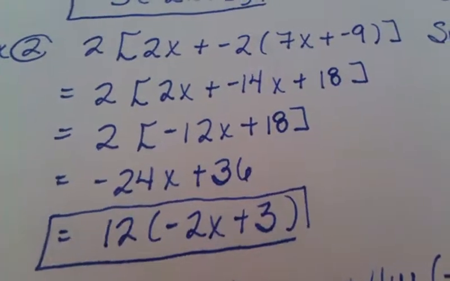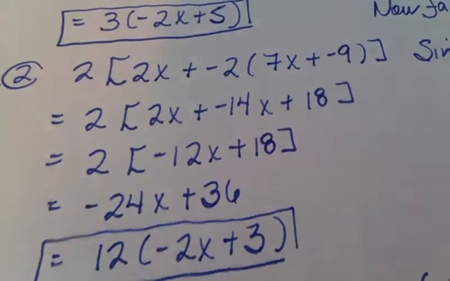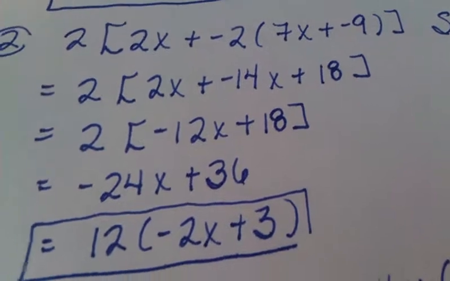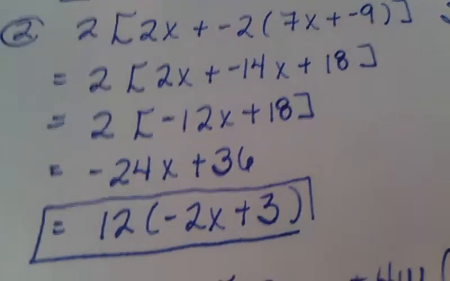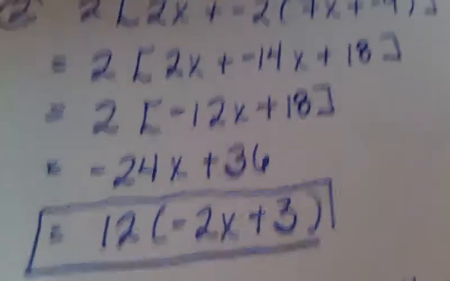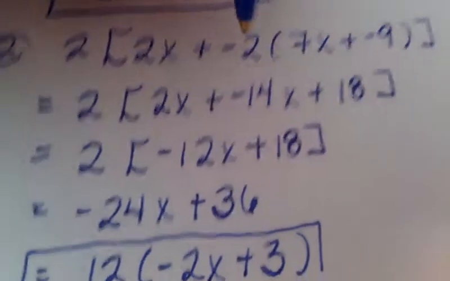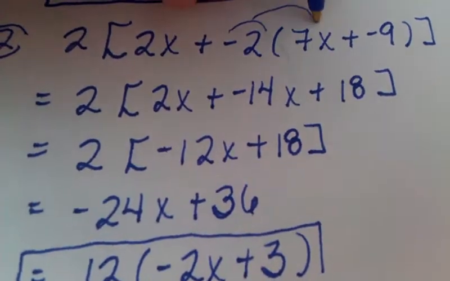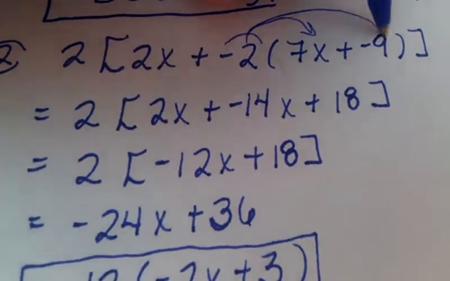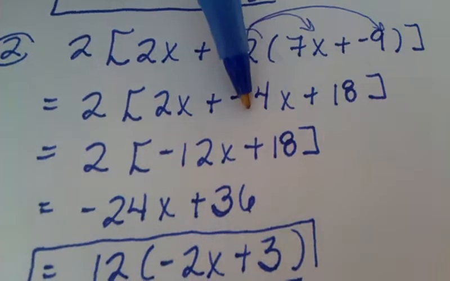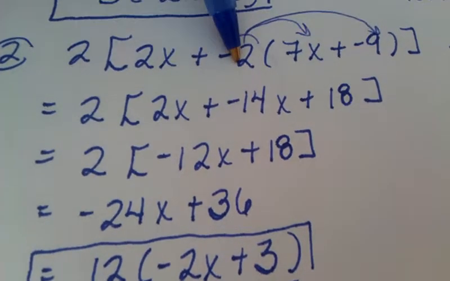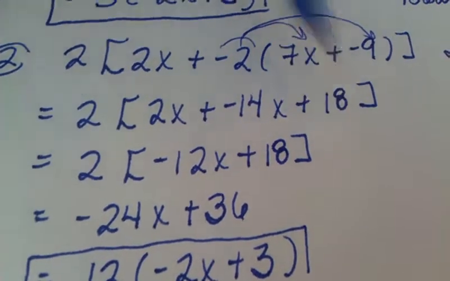Here is another example from problems 17 and 18. So the very first thing we're going to do is simplify everything. And so that's going to require doing distributive property. And I go inside the parentheses first. So I'm going to go to this -2 and I'm going to distribute that to the 7 and to the -9. So -2 times 7x gives me -14x, and -2 times the -9 gives me positive 18.